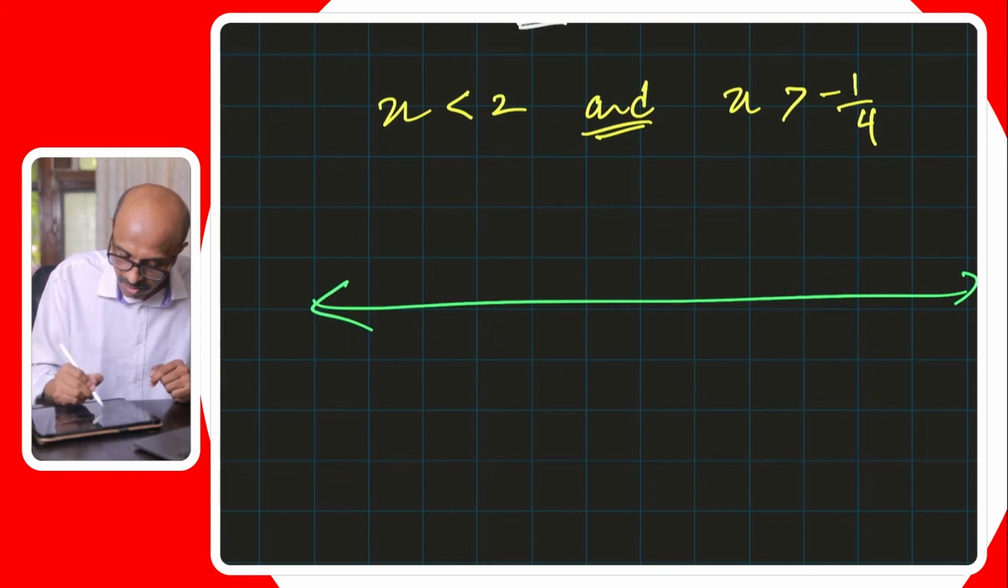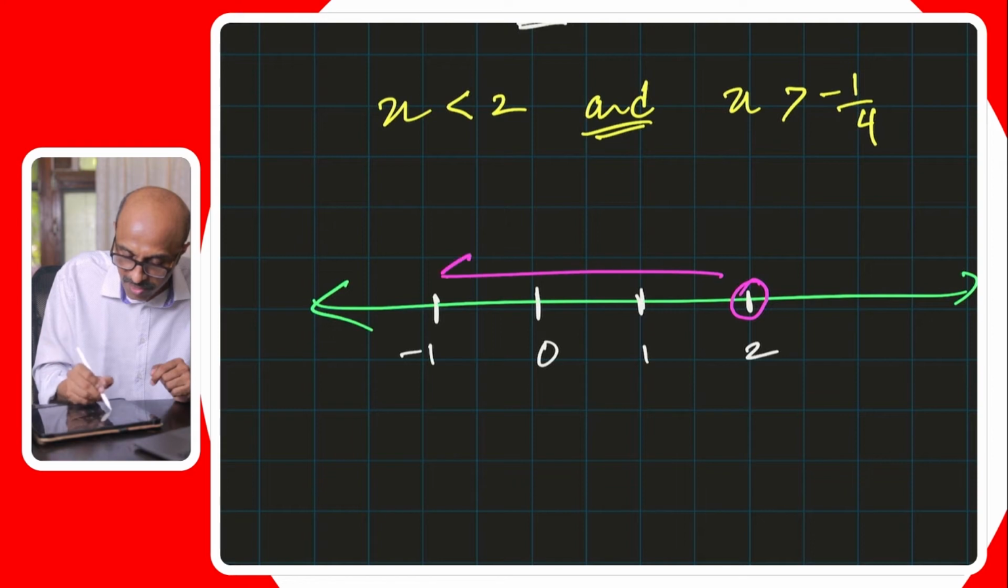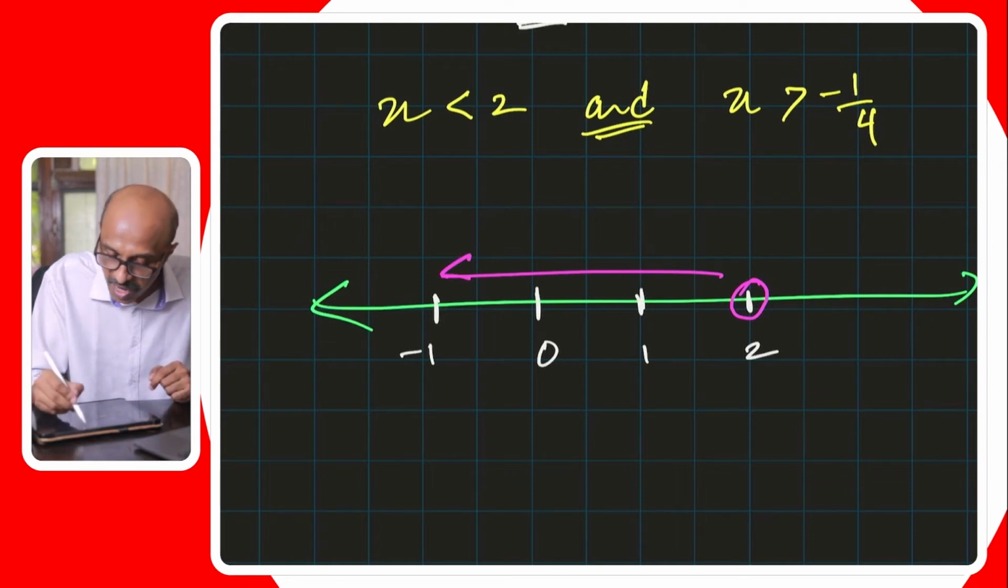So a rough estimate of these values, if that's a negative 1, that's a 1, and that's a 2. And remember, we have strictly greater than, that means we are not including the value, okay? That's why it's an open circle. And x less than 2 means it's all values on the left-hand side of 2, all right? X greater than, okay, let me mark that. What color did I use? All right, pink again. Negative 1/4.